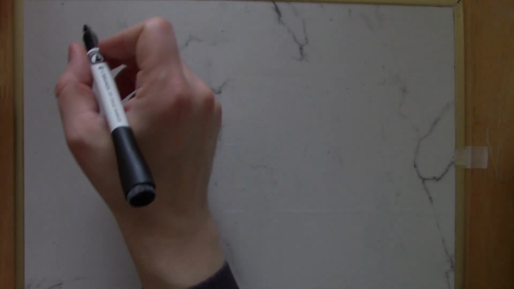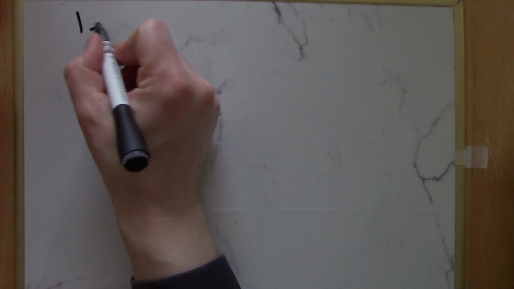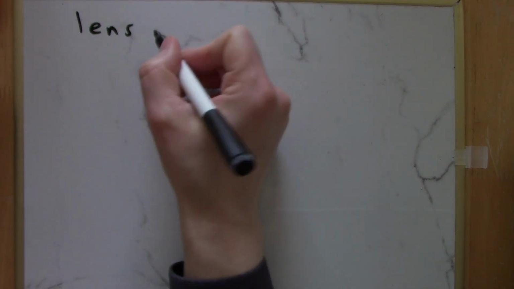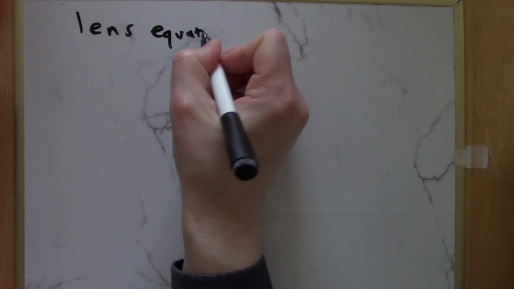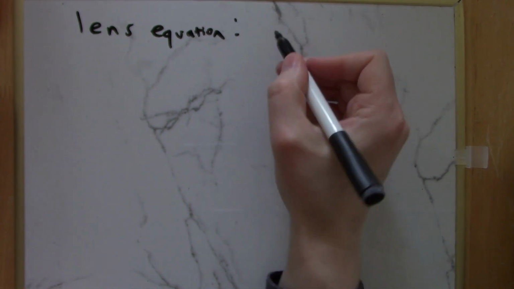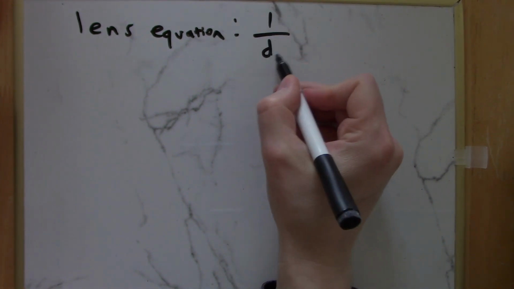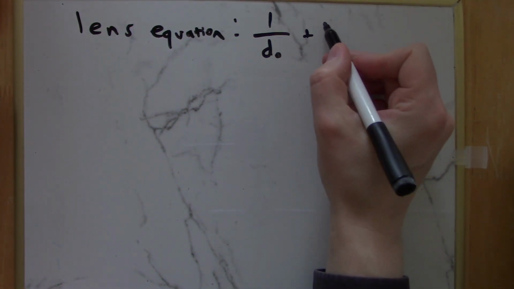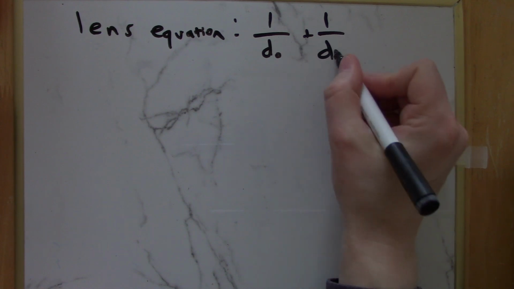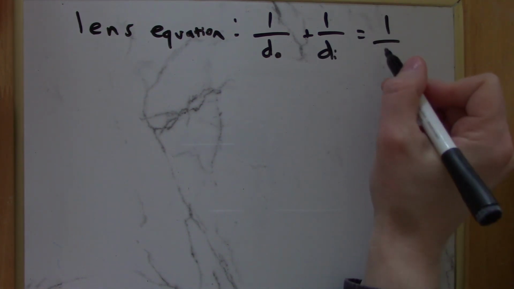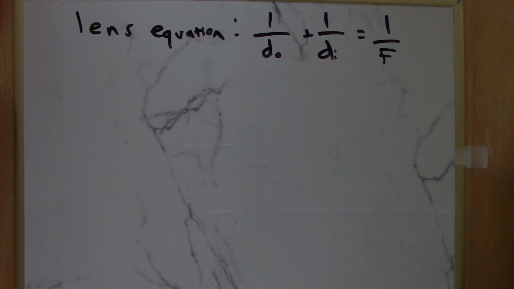And before we dig into any of the equipment, I'd like to dig into the theory a little bit, which is starting well with the lens equation. The lens equation looks like this: 1 over the distance to the object, dO, plus 1 over the distance to the image, di, is equal to 1 divided by the focal length, f. Alright, what does any of that mean?